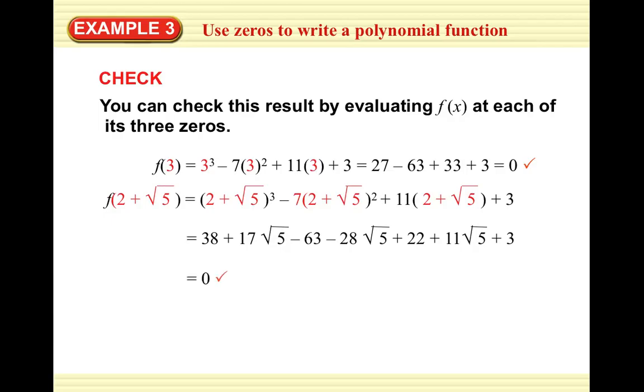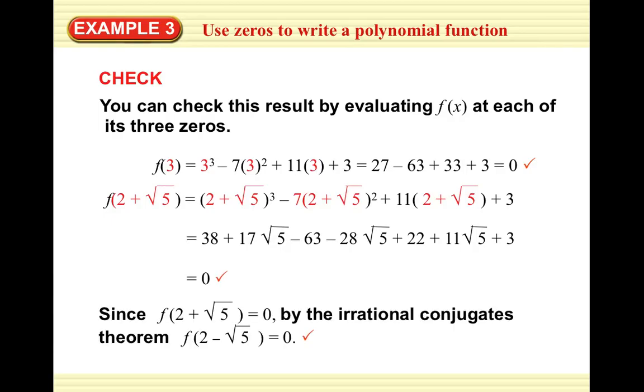This is showing you the long way of how it gets to 0. And so since the two given zeros were equal to 0, we checked it out for sure. And then we know from the irrational conjugates theorem that the other conjugate, 2 minus the square root of 5, is also equal to 0.